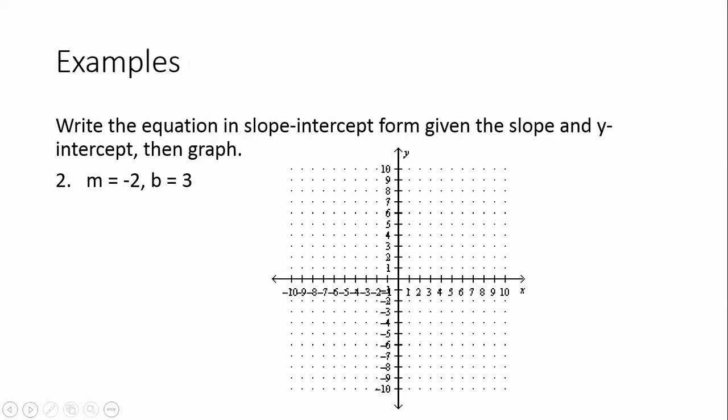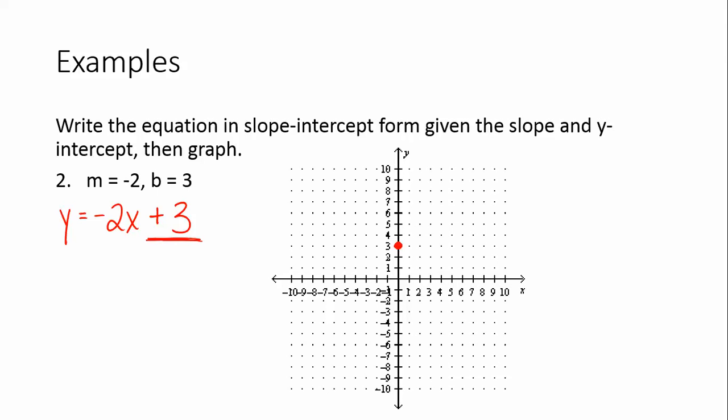Example 2, I have a slope of -2. So that's y equals -2x, and my y-intercept is positive 3. So y equals -2x plus 3. Remember, we always start at the y-intercept, so that's up at positive 3. That means the graph of this line will go through the y-intercept at 3. And now I look at my slope.